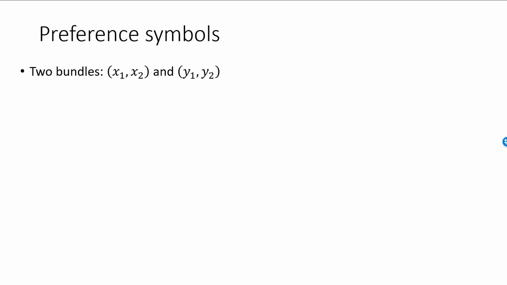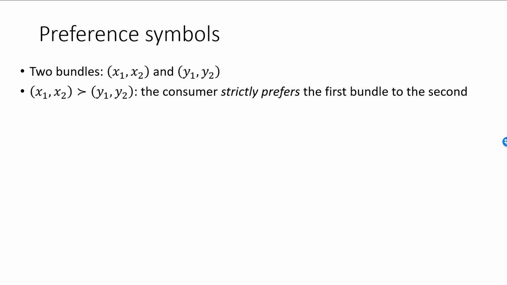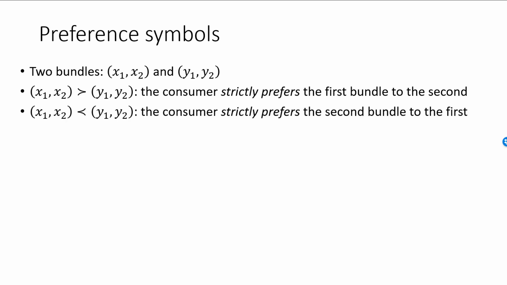The consumer is now facing these two bundles. Let's say that she strictly prefers the first bundle to the second. We will use the following notation to describe this scenario. We write our first bundle x1, x2, followed by this funky looking greater than sign, followed by the second bundle. We can revert this symbol and use the following notation to describe the case when the second bundle is strictly preferred to the first one.